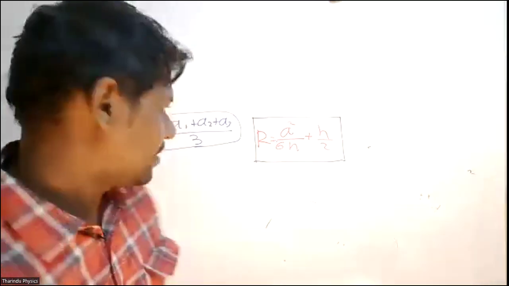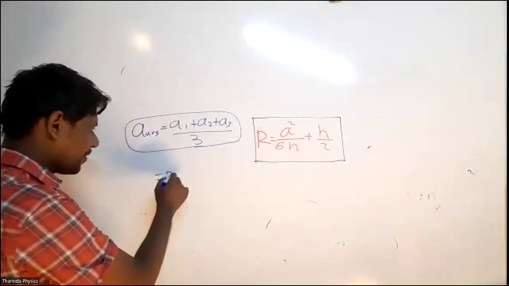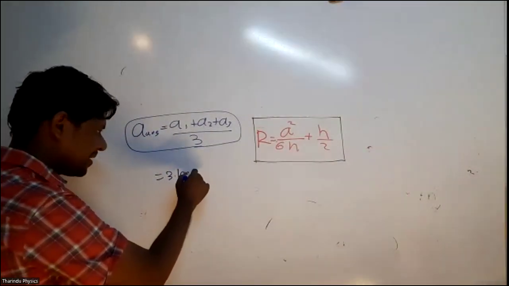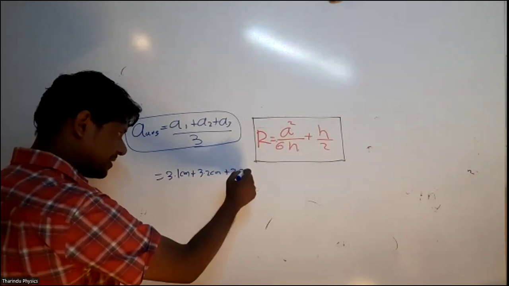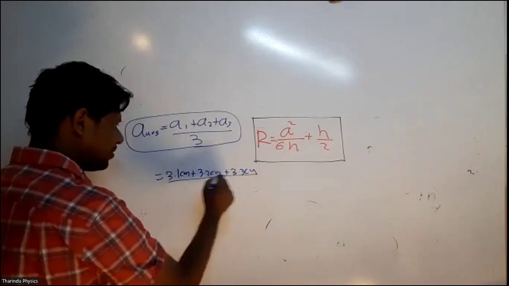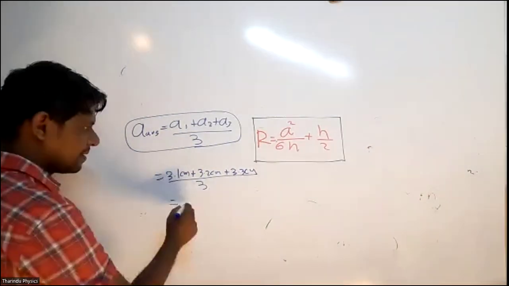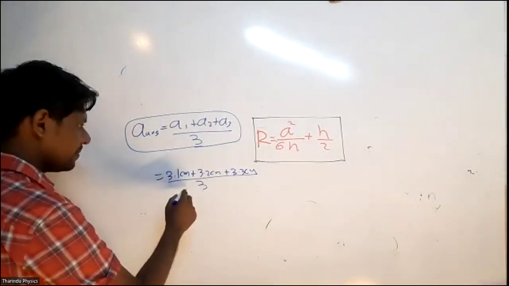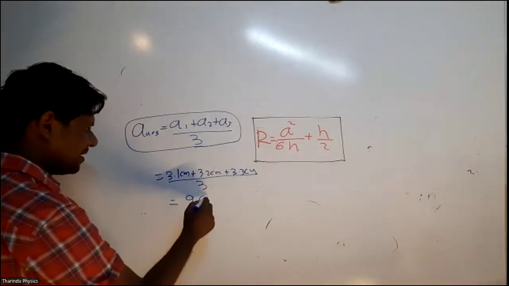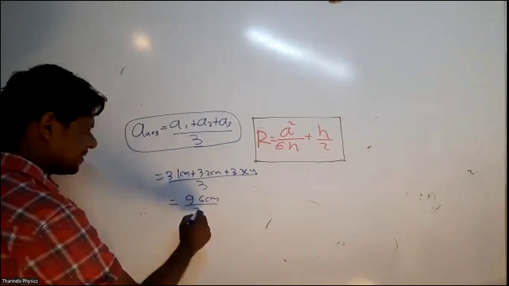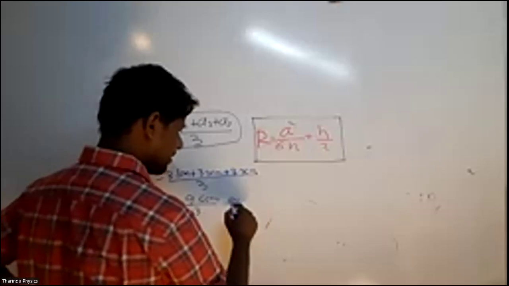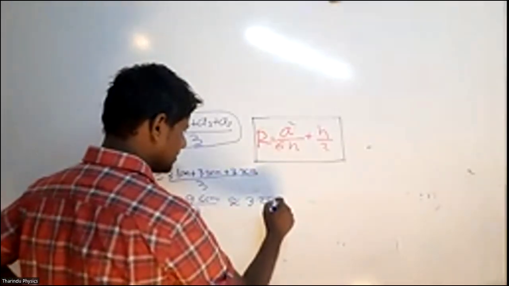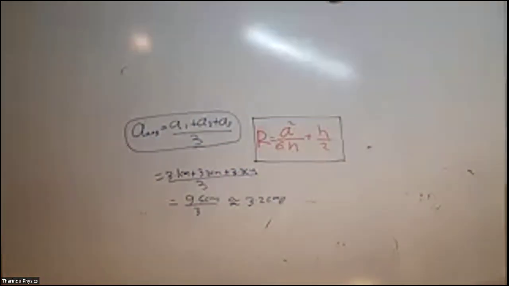So as an example, if I get 3.1 centimeter plus 3.2 centimeter plus 3.3 centimeter, you have to add them together and divide. What is it? It is 9.6 centimeter, and divide by 3. Finally, I get the most reliable answer of 3.2 centimeter. Write this one as an example.